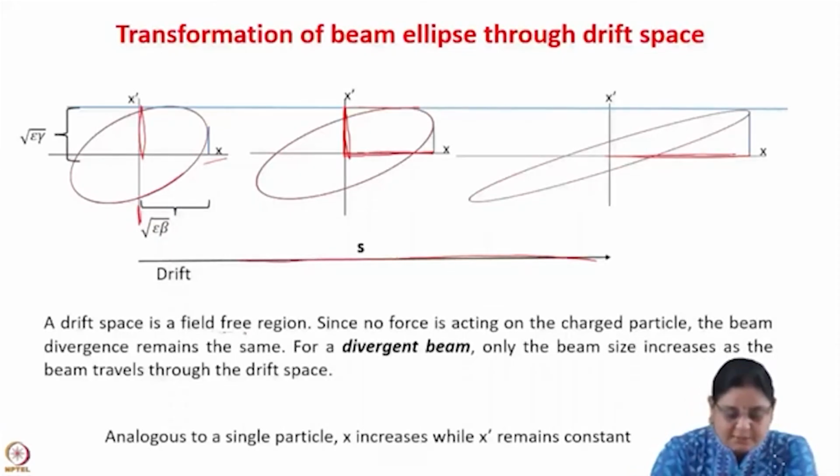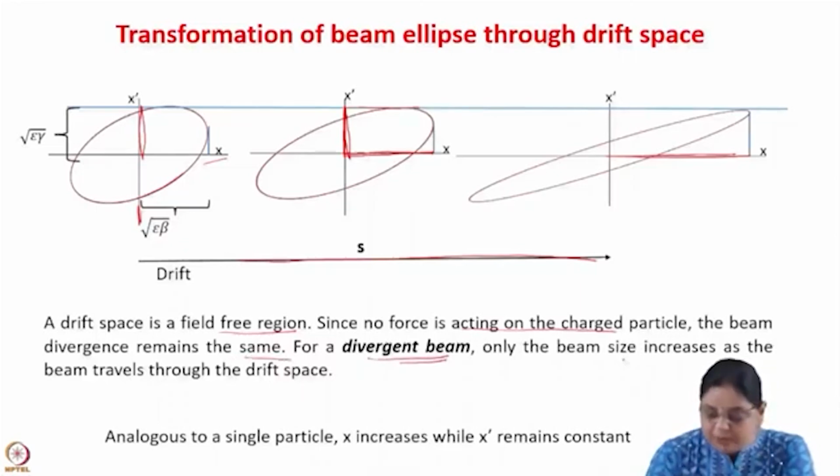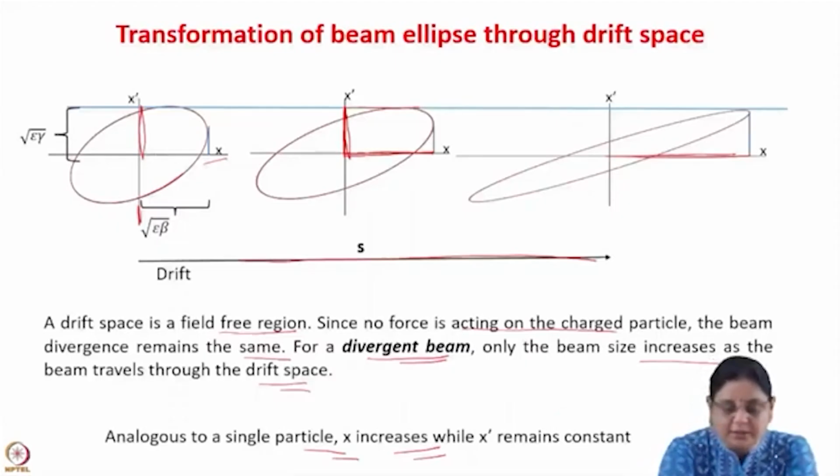So drift space is a field-free region. Since no force is acting on the charged particle, the beam divergence remains the same. For a divergent beam, only the beam size increases as the beam travels through the drift space. So this is analogous to the single particle, which we have already seen in the last lecture. So x increases while x prime remains constant. Here again you can see x increases, x prime remains the same.